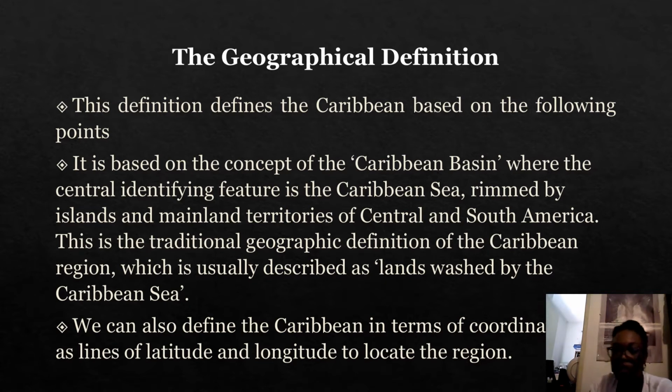All right, so the geographical definition of the Caribbean has its main focus on defining the Caribbean based on its location. What do we use to locate the Caribbean? We're using the Caribbean Basin, and the main feature of the Caribbean Basin is the Caribbean Sea, or we could also use lines of latitude and lines of longitude.